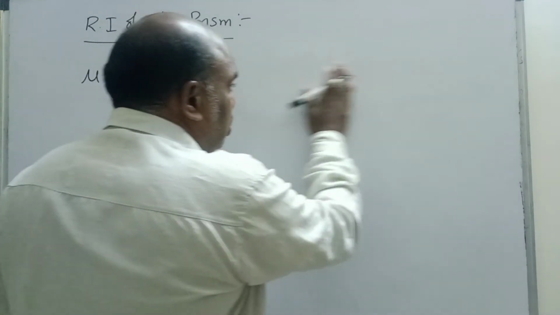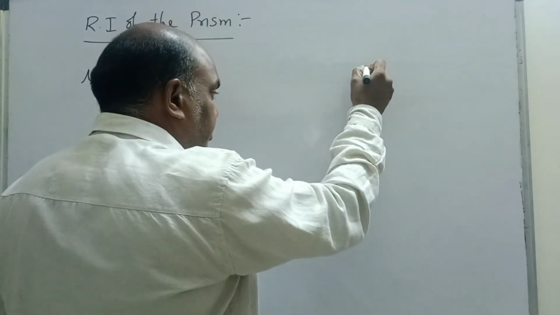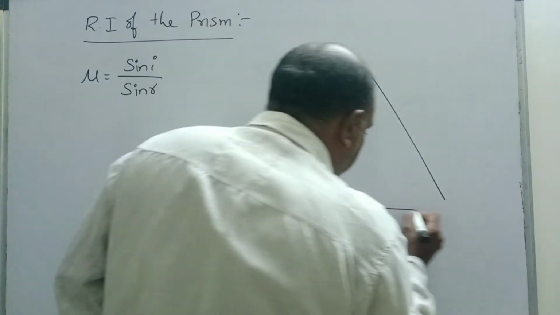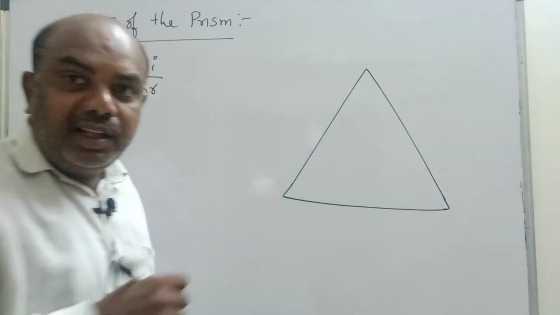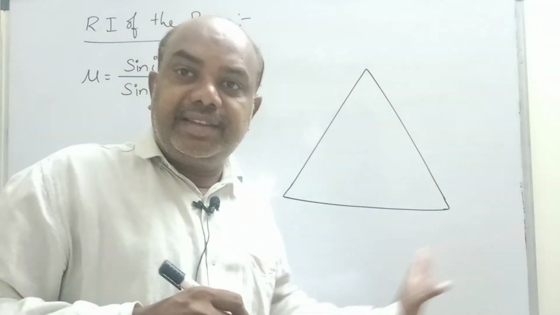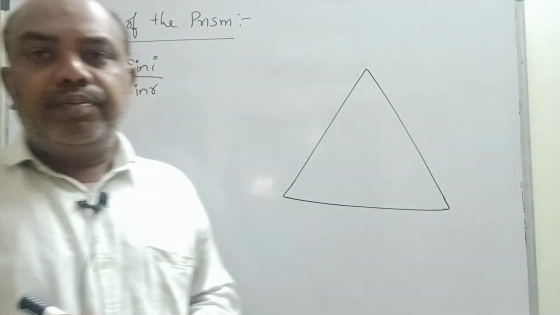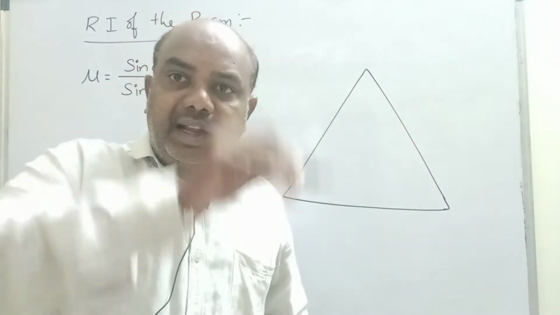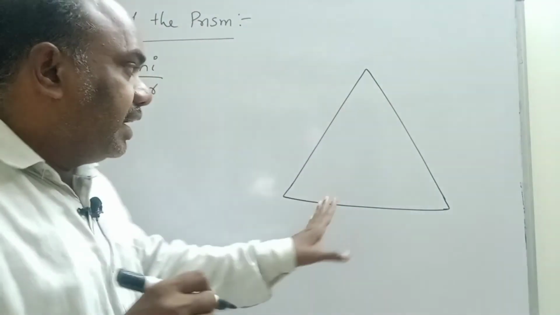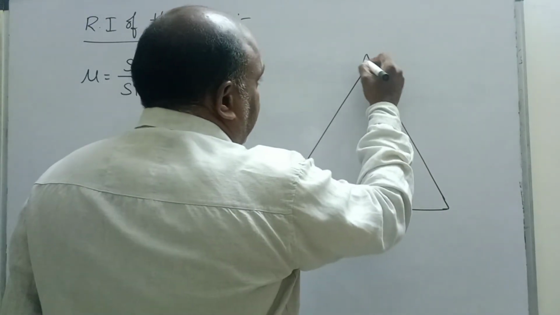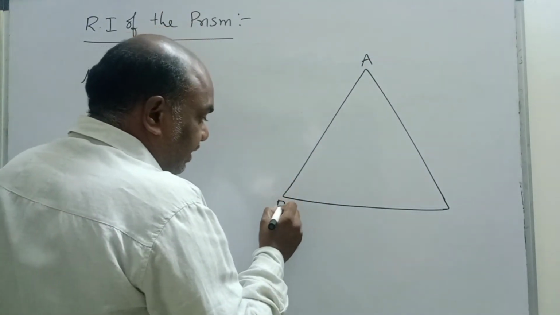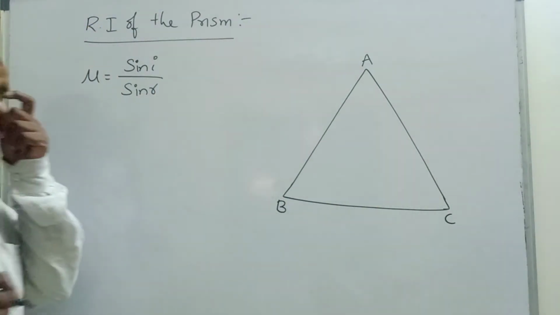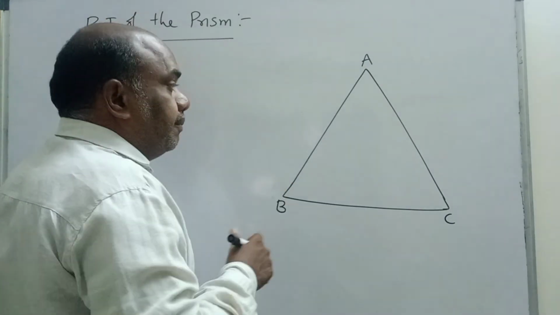First of all, how to find the refractive index of the prism? Take a prism. This is a prism. Place it on the white paper and trace it. Just trace it, you will get one triangle. Very simple, children. Take a prism, place it on the white paper, trace it with the help of a pencil, you will get one triangle shape. Then name the vertices of the triangle as A, B, C.